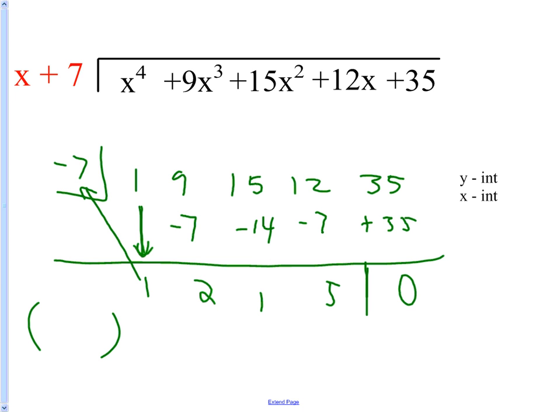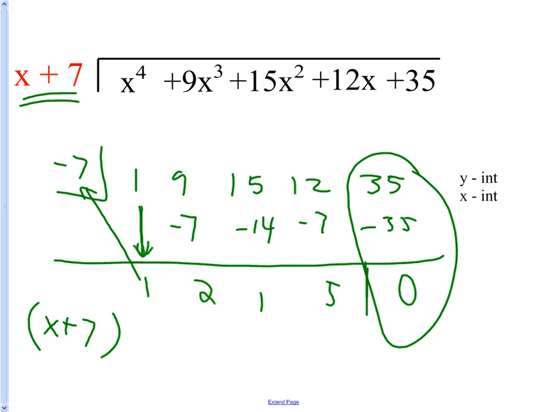Right. Somebody noticed that I had a positive 35 here. Oops, that's actually supposed to be negative. That's why that ended up being 0. Okay, back to the factors you should have: it should be x plus 7. That's the same thing we had here, but you can tell that from this.